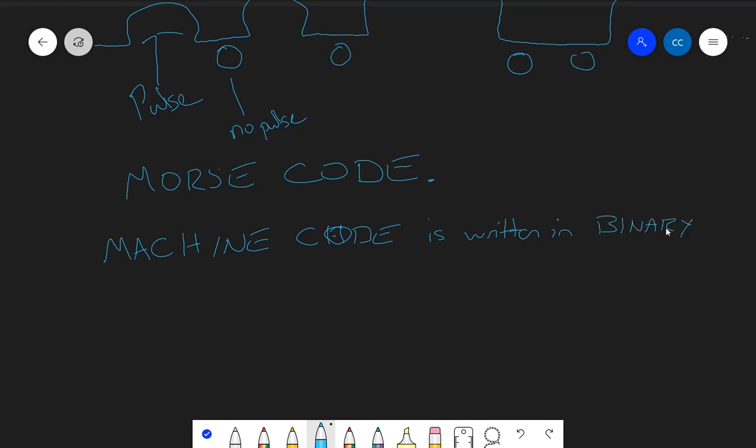Now, an example of this could be this: 1 0 1 0 1 1 1 0 0 1. That's what the computer understands. So everything in a computer needs to be represented in this binary form. And what you're going to do over the next wee while is investigate how different types of data can be represented in this form. How are they translated into binary so that the computer can understand them?